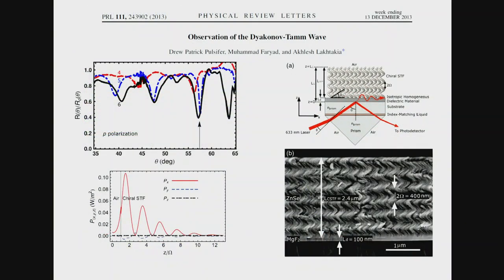So here is actually the first experimental proof of those Dyakonov-Tamm waves that we were discussing theoretically before, where we fabricated the same chiral sculptured thin films next to a homogeneous material, and we see that there are reflectance dips that don't change when we change the thickness of this material, which means that a surface wave has been launched at this interface. Because if the reflectance dip changes when we change the thickness of this material, it means it's a waveguide mode and not a surface wave mode, because waveguide modes change when the thickness of the waveguide changes.